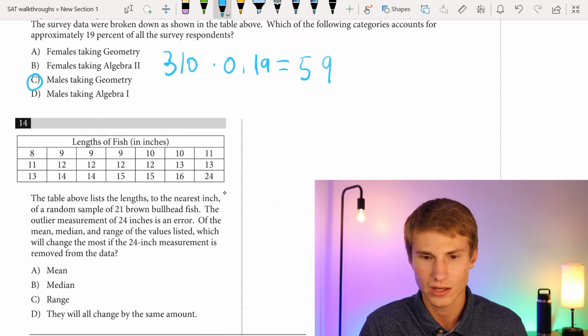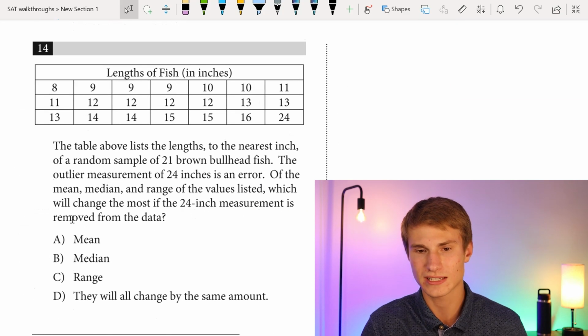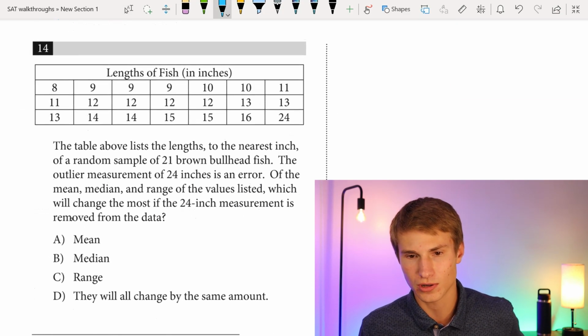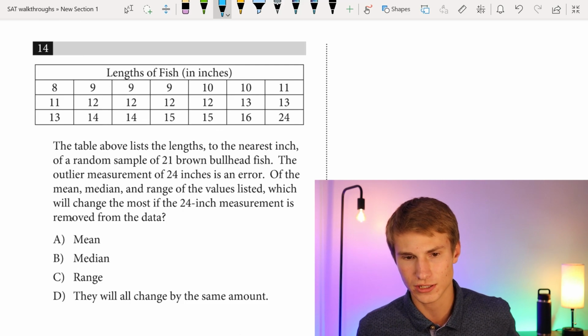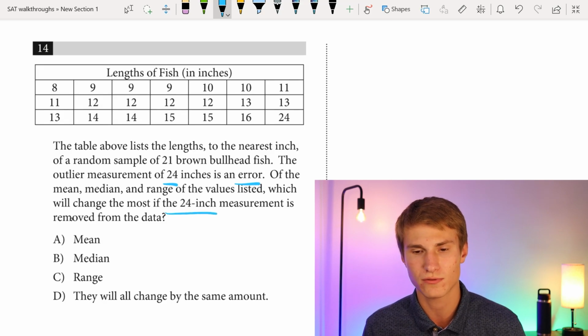Number 14. Okay, we've got a table of lengths of fish in inches. The table lists the lengths to the nearest inch of a random sample of 21 brown bullhead fish. The outlier measurement of 24 inches is an error. Of the mean, median, and range of the values listed, which will change the most if the 24-inch measurement is removed from the data?